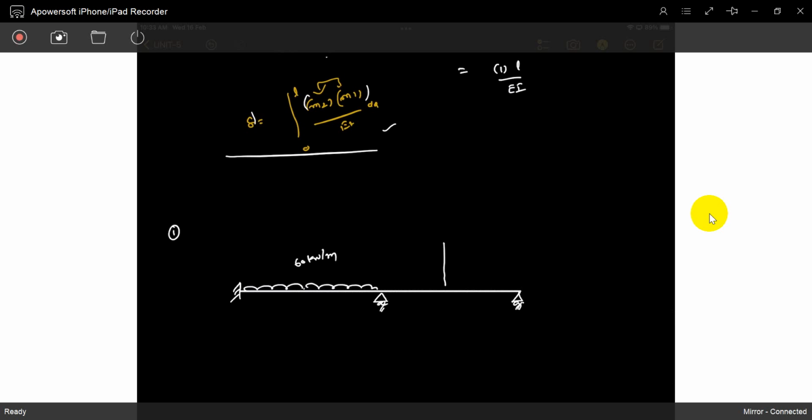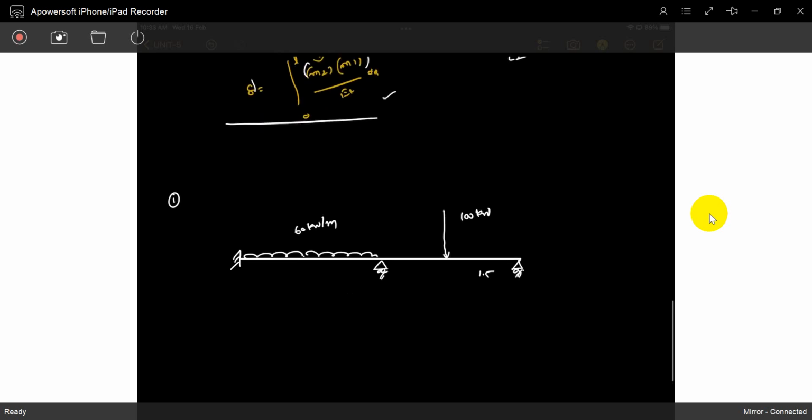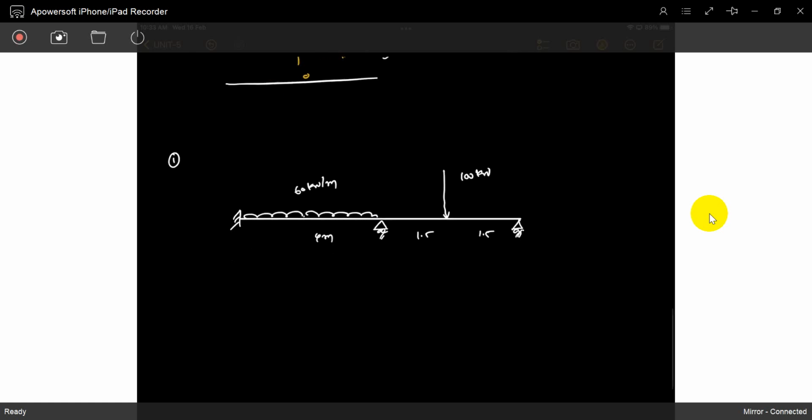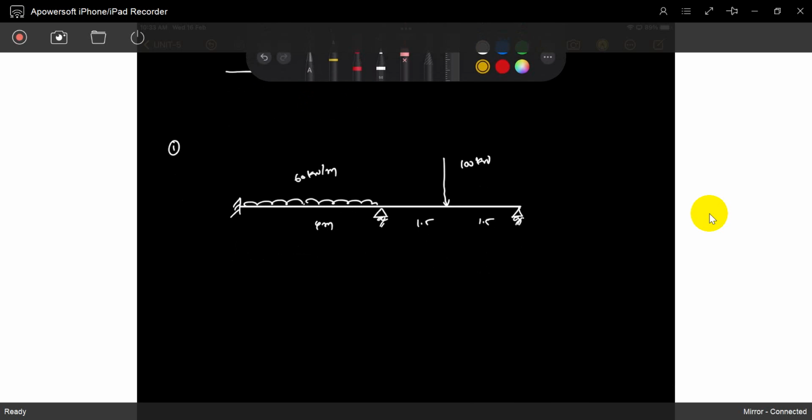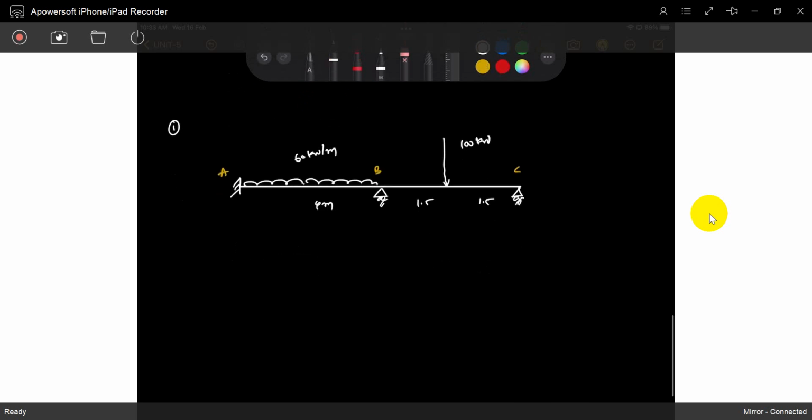60 kilonewton meter, 100 kilonewtons, 1.5, 4 meters. Okay, that's it. So I will give A, B, C. So this VB and VC, I will take two as the indeterminacy. You already know, I took VB and VC as redundant forces.